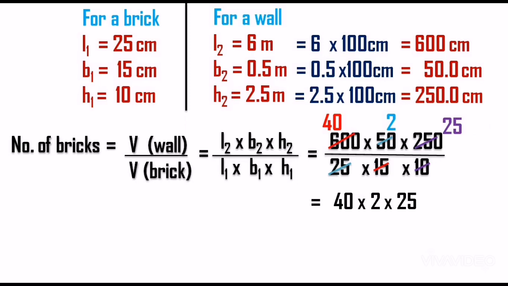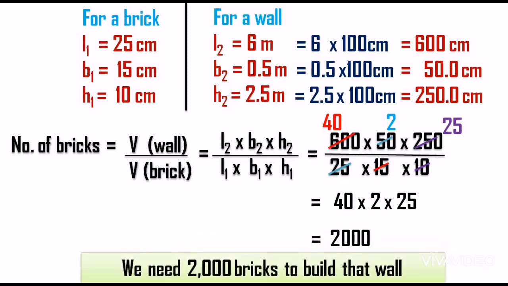The moment you carry out the multiplication, 40 into 2 is 80, and the moment you finish it off, 80 into 25, we get the answer 2000. So in short, to build that wall, we require 2000 bricks. So do not forget to write the final answer.